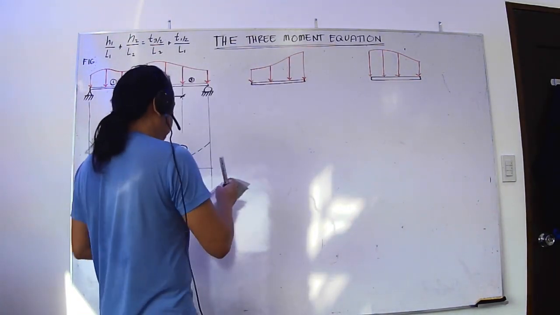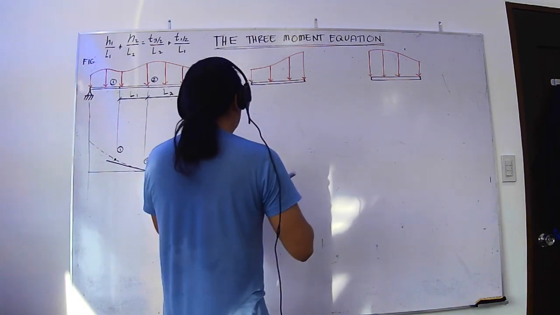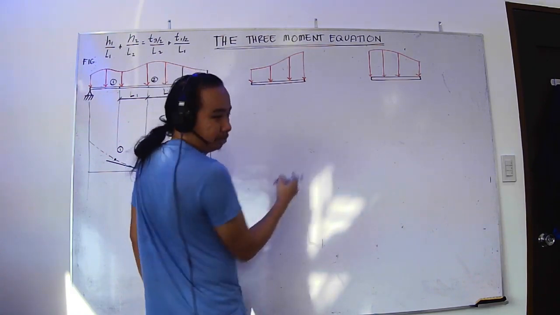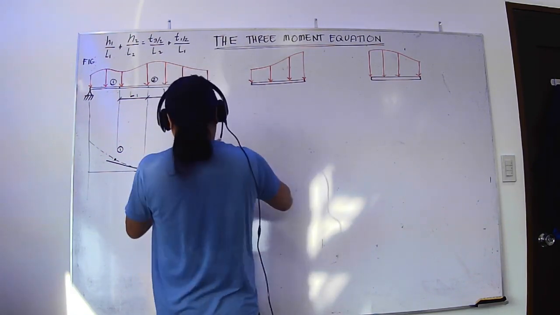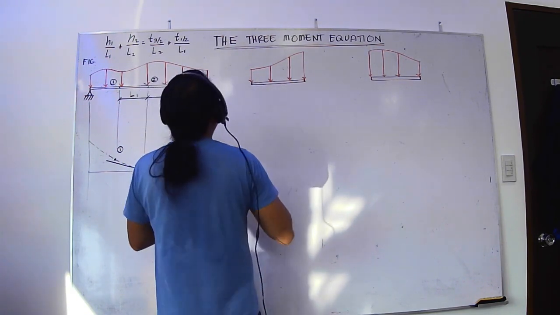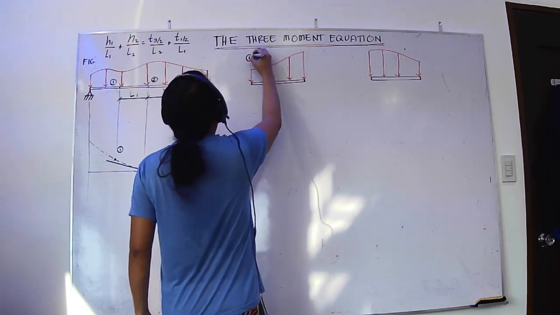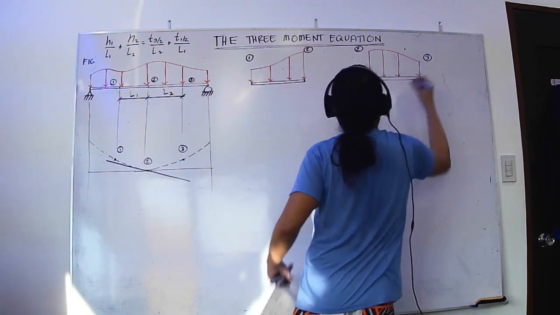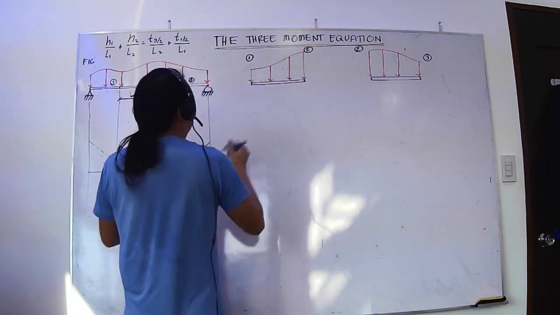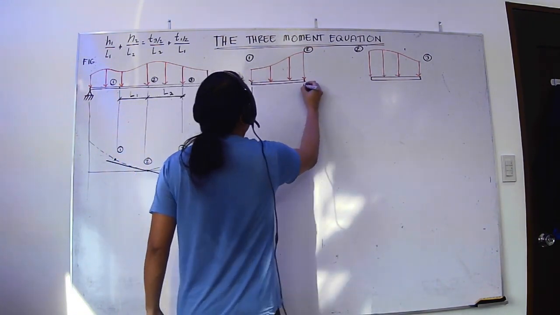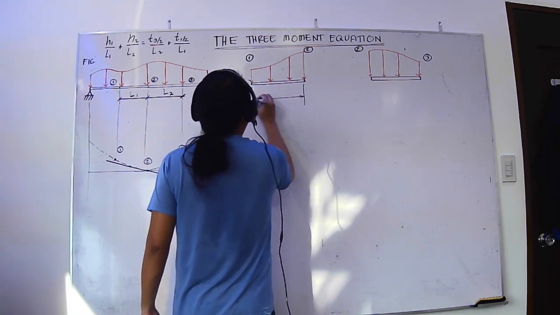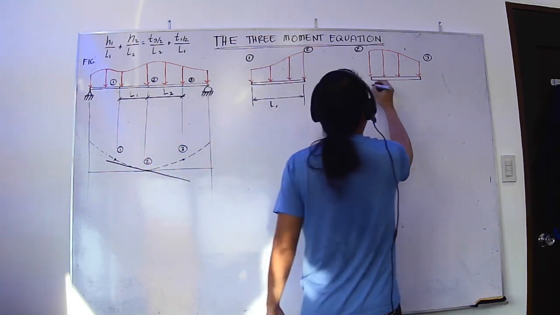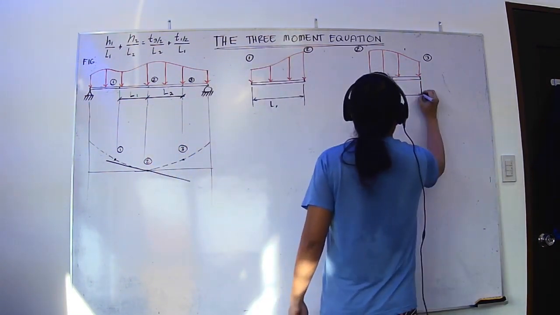So, if I do this, we break it apart. Then I write again 1, 2, 2 and 3, okay. Let's write their lengths. We have L1 over here and L2 here, okay.